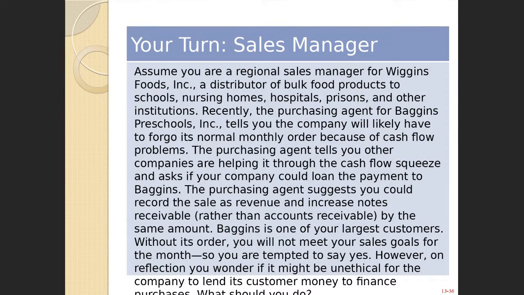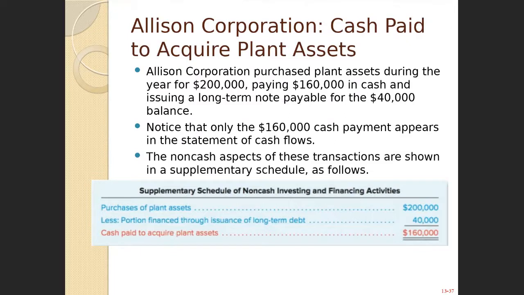Okay, don't worry about that. What's the next change in the asset account? Okay, so the next change in the asset account, again, in the additional information section. What happened to plant assets? Plant assets increased by $200,000. Okay, but look what happens here.